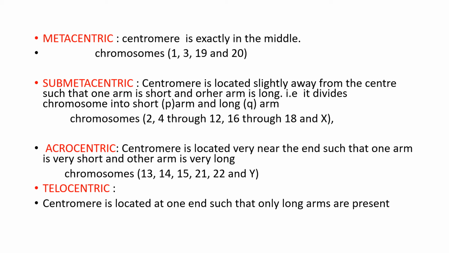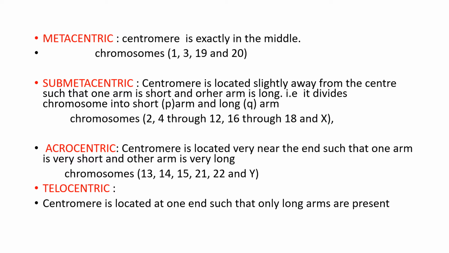In metacentric, the centromere is exactly in the middle, and chromosomes number 1, 3, 19, and 20 come under this category. In submetacentric, the centromere is located slightly away from the center, such that one arm is short and the other arm is long. That is, it divides the chromosome into short P arm and long Q arm. Chromosome numbers 2, 4, 12, 16, 18 and the X chromosome come under this category.